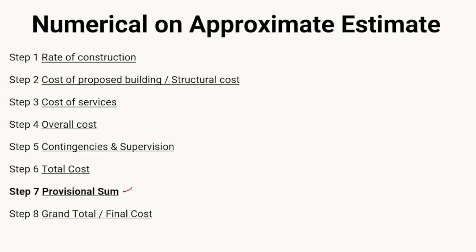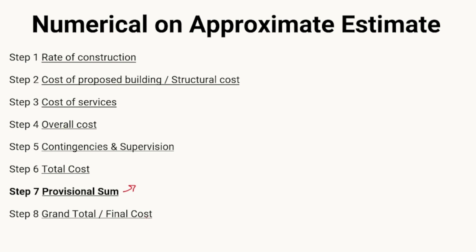Suppose any services are provided by a third party and not by the contractor. For those third party services we set aside a certain amount, and that amount is known as your provisional sum. So if in the numerical any kind of third party installation is given, that third party installation will be known as your provisional sum.